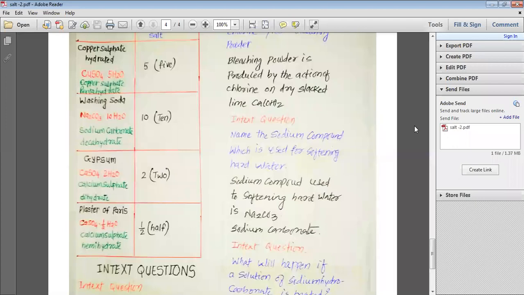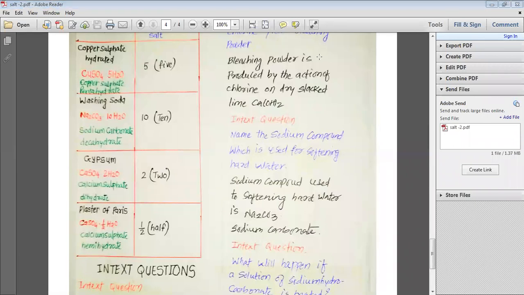NH2O. No, look carefully and say it again, son, I could not hear your voice properly. It is Na2CO3 into 10H2O. Okay, very good. What is the chemical formula for gypsum? CaSO4 into 2H2O.